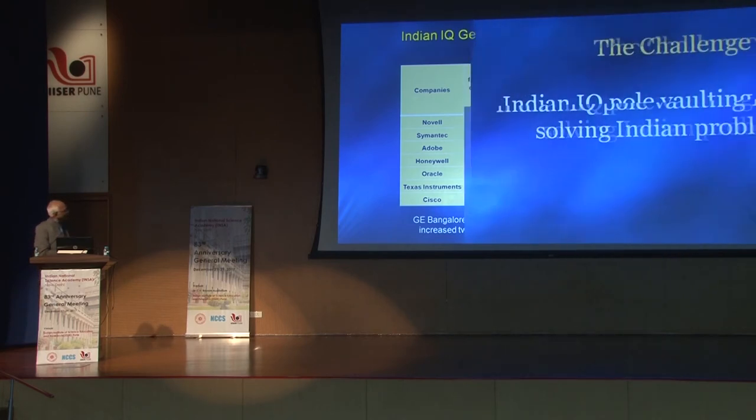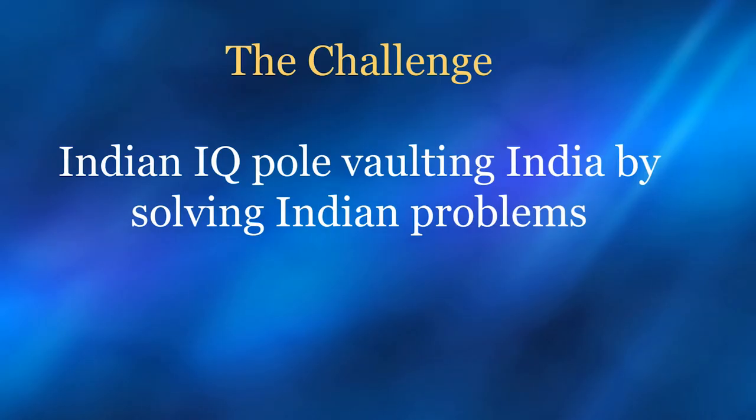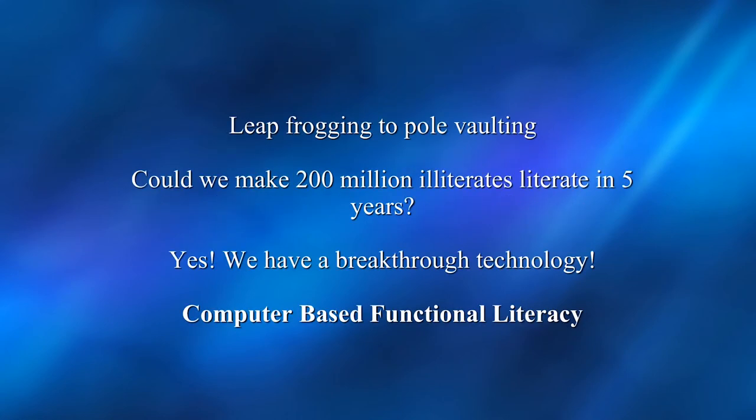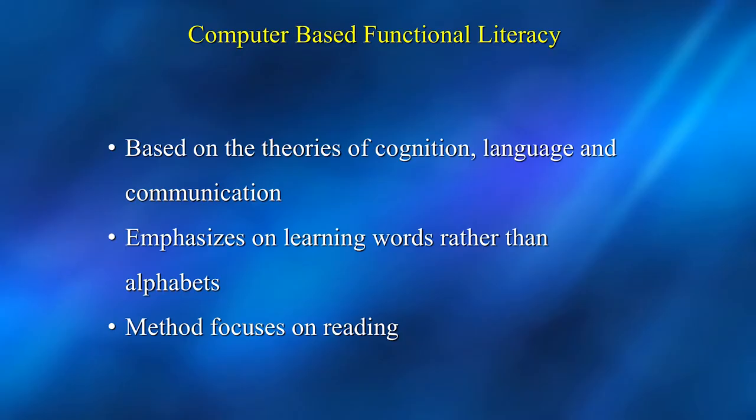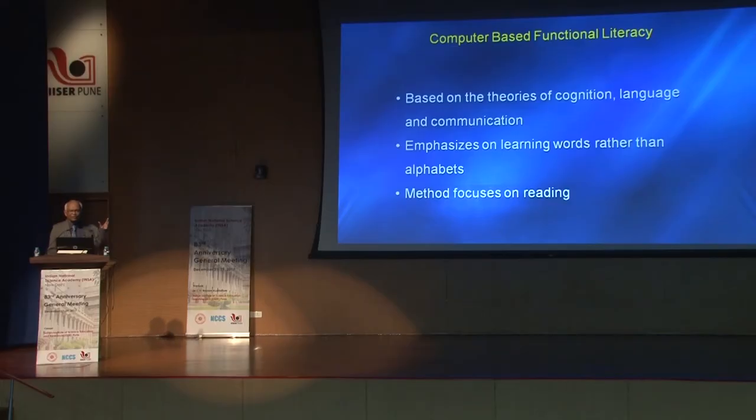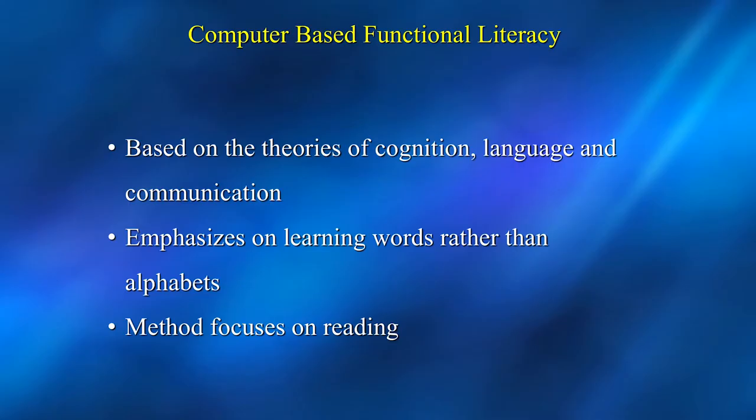Can we do that? Of course we can do that. For example, solving Indian problems. One of our greatest problems is 200 million illiterates. Can we make them literate in 5 years? Yes, we had a breakthrough technology, computer-based functional literacy. Based on the theories of cognition, language, communication, emphasized on learning words rather than alphabets. 596 words you recognize as pictures, basically.